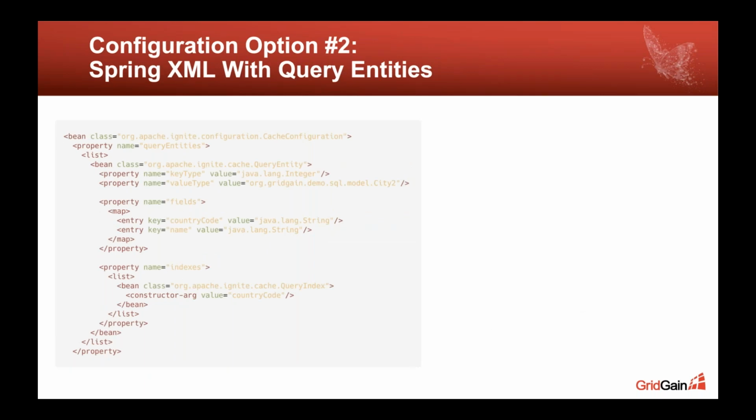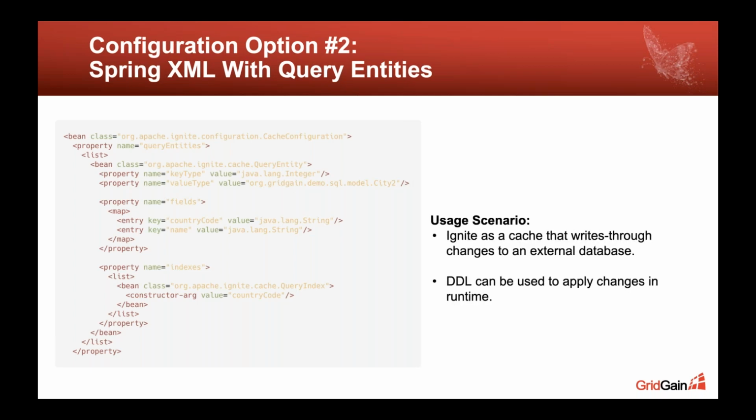The second configuration option is when you want to configure the same SQL metadata using Spring XML, using query entities objects. Internally, query entities are even used when you annotate your objects, but that happens behind the scenes for you. When you pass your annotated POJOs to setIndexTypes, then internally Ignite will produce query entities. But those query entities are also public APIs, and you can use them in the Spring XML configuration.